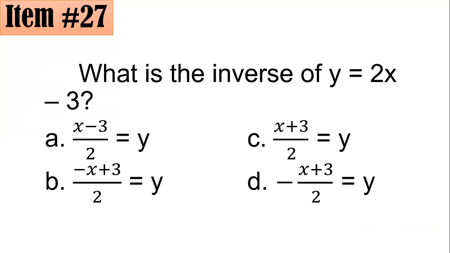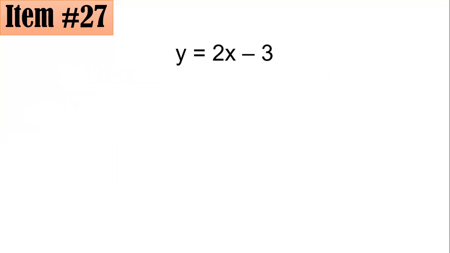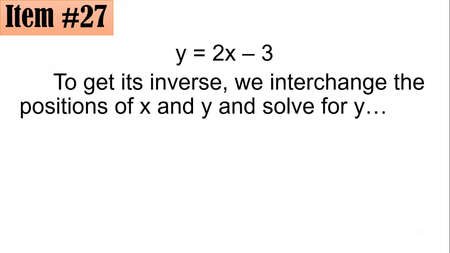27. What is the inverse of y equals 2x minus 3? Is it A, B, C, or D? So from here, to get the inverse of y equals 2x minus 3, we have to interchange the positions of x and y. The x will become y, the y will become x, and we will solve for y.